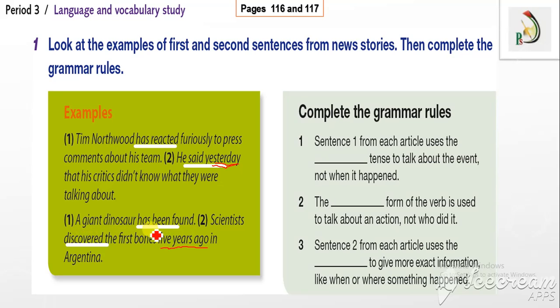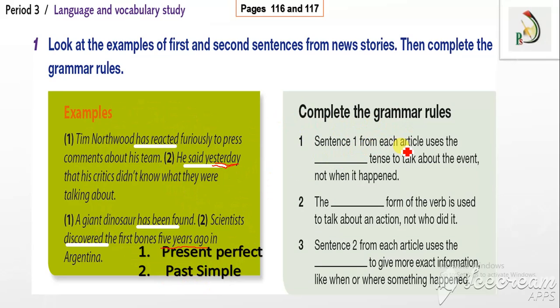So the two important points from these examples we came to know are, when we have the time signal, we use past simple. And when we do not have the past time signal, we use simply present perfect. So, in the news articles, when they are reporting different stories, this point is mentioned. No time frame, no time signal, present perfect. If there is a time signal like yesterday, 5 years ago, past simple. Now, with the help of this explanation, let's solve the grammar rule.